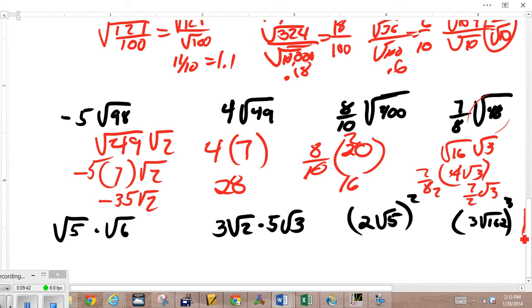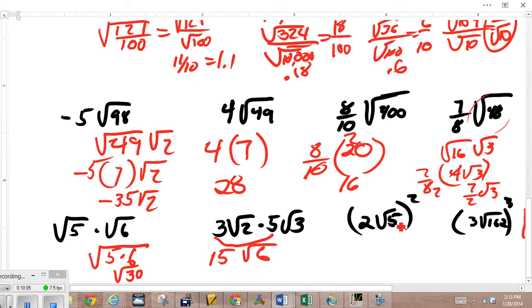Here, the square root of 5 times the square root of 6. The rule says the product of the roots is the root of the product, so that becomes the square root of 5 times 6, which is the square root of 30, which I have to leave at that. Here, what's outside, I'm going to multiply, keep it outside. What's inside, I'm going to multiply, keep it inside.